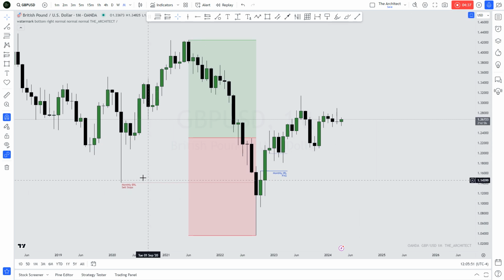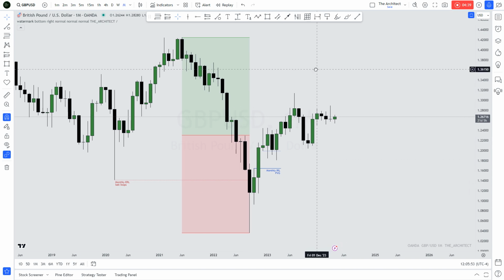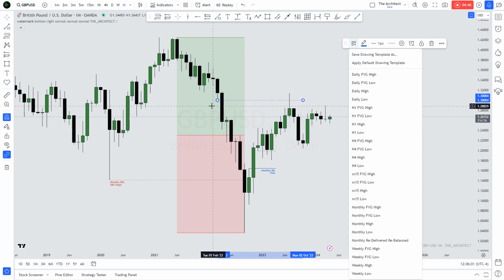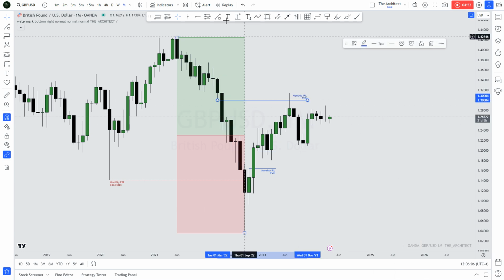So getting back to the external and internal range draws on liquidity, we understand that from external, we then draw towards internal. We draw towards this point over here. That point exists as internal range liquidity due to the fact that it's a fair value gap.